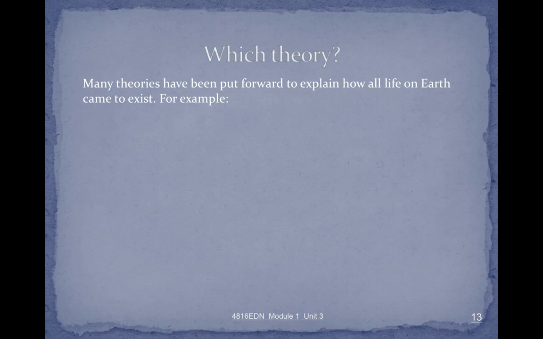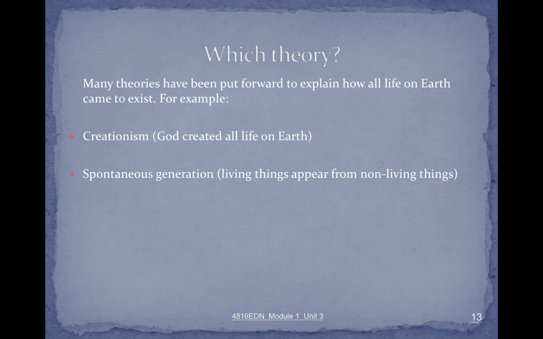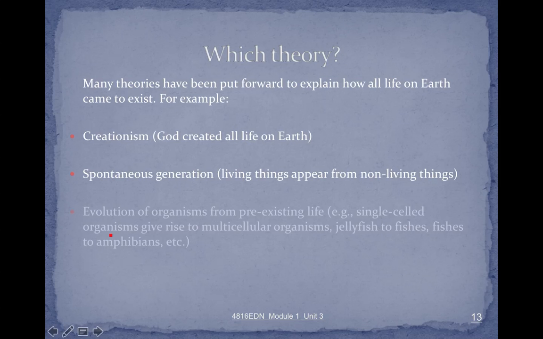So we know a theory is a very well substantiated explanation for an event or a phenomenon. So creationism. How did life on Earth come into existence? A number of views have been put forward and they've changed over time. So creationism is the view that's held by a certain group in society where God created all life on Earth. Spontaneous generation was another view about how life comes to exist. The idea that living things can appear from non-living things, and this idea has been scientifically debunked.